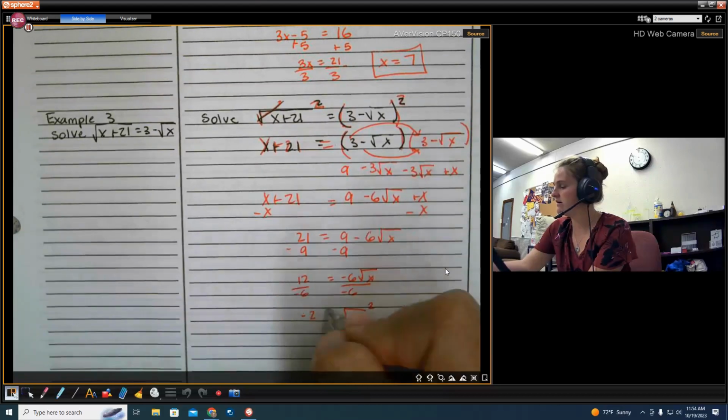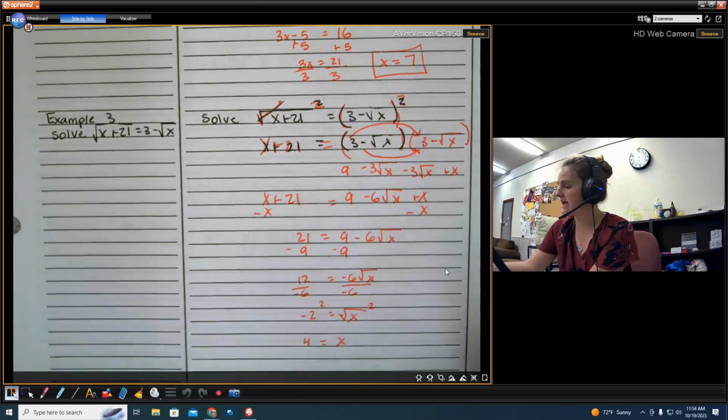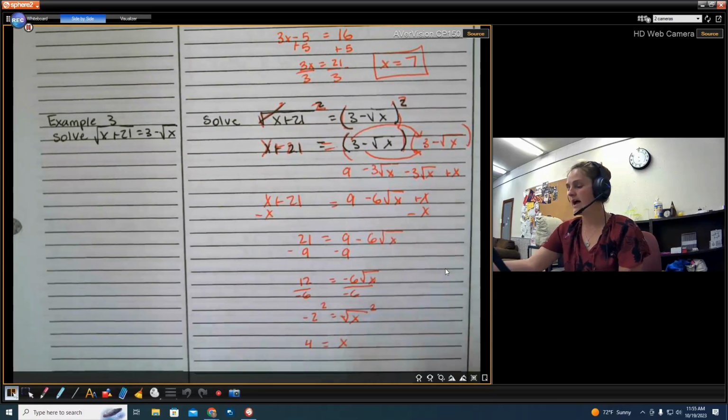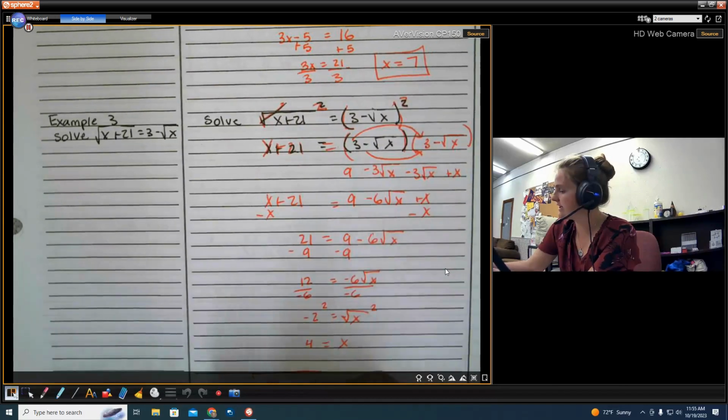Okay, and we're going to square this answer. So we get 4 equals x. Okay, so this is our answer. And we need to check to see if it's extraneous, meaning if we plugged it back in, is it going to cause an issue where there's a negative under a radical? So if we plugged in the square root of 4 plus 21 equals 3 minus the square root of 4, what we would get.